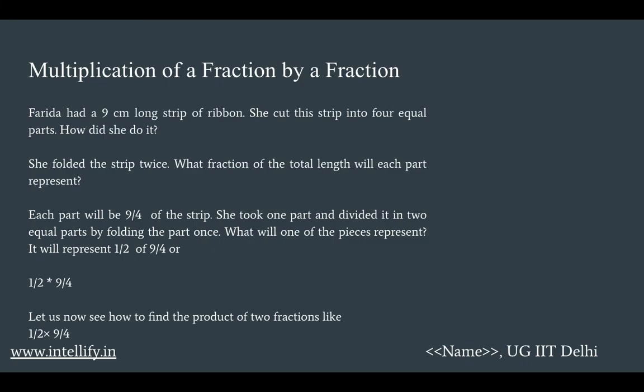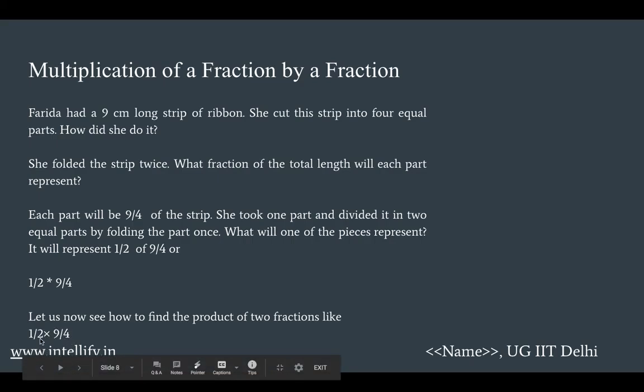So you can do this example now on your own. You simply have to multiply the numerator with the numerator, 1 into 9, and the denominator with the denominator, 2 into 4. So 1 into 9 we get 9, and 2 into 4 we get 8. So the final answer will be 9 by 8.